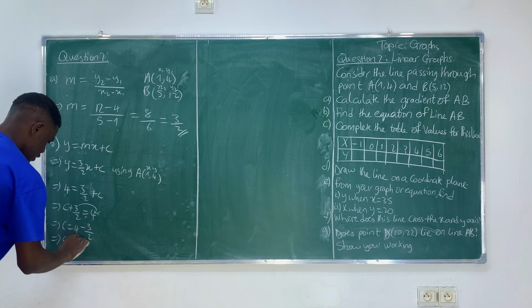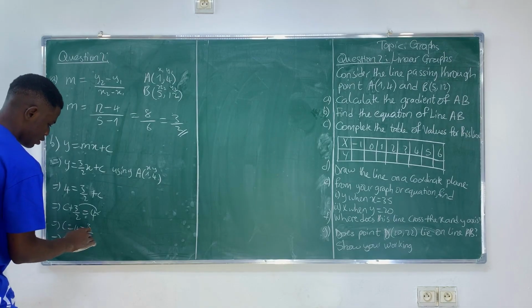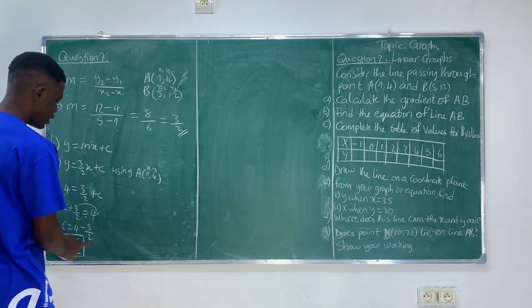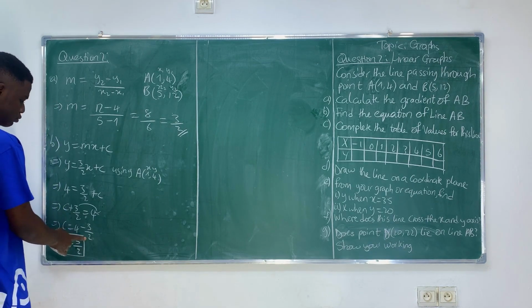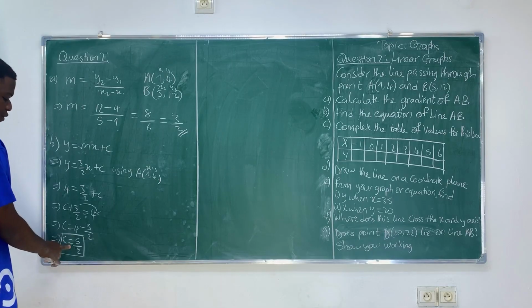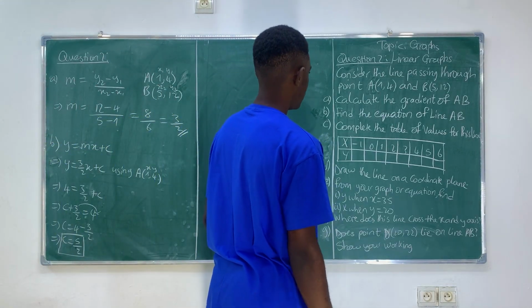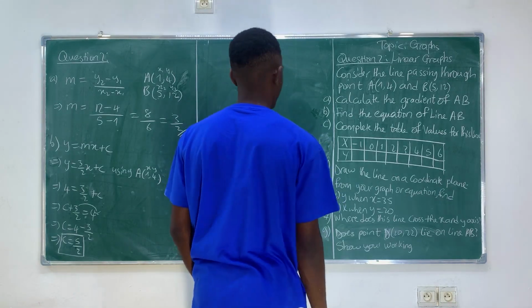When I do my LCM, I'm going to have c as 5 on 2. You can do your LCM and find the value of c here, and verify it is 5 on 2. Okay, so what's the next part saying? That was B. Okay, C.